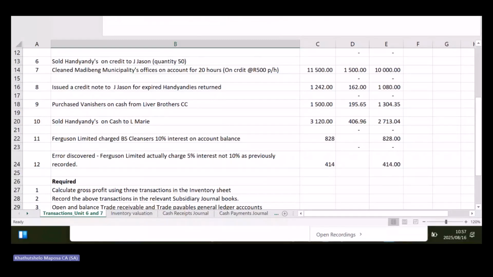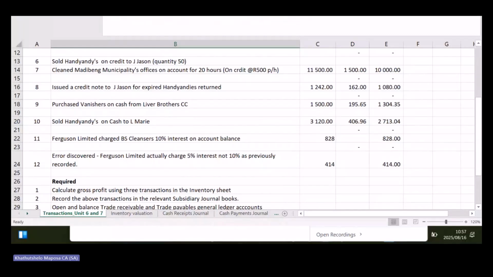And the last one says an error was discovered that Ferguson Limited actually charges 5% interest, not 10% as previously recorded. Where would you record this transaction? They're saying the above one, 10%, was wrong. The correct one is 5%. Where would you record that? General journal also. 100%. I fully agree with you.